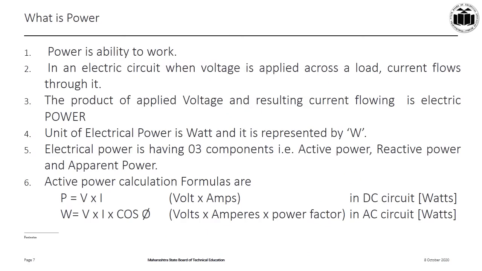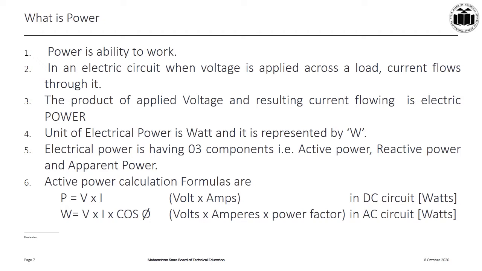To perform any work, power is necessary. When voltage is applied across the load, current flows through the load, and electric work like running of the motor or glowing of the bulb is performed. Thus, the product of applied voltage and resulting current is termed as electric power. Electric power has three components: active power, reactive power, and apparent power.